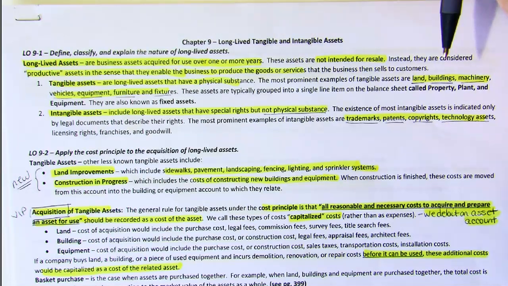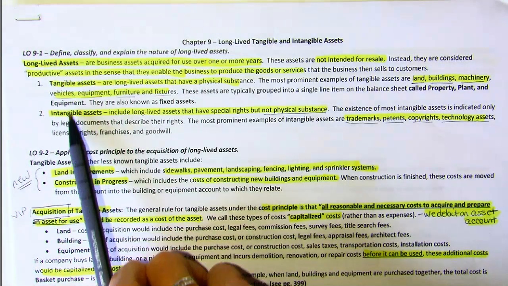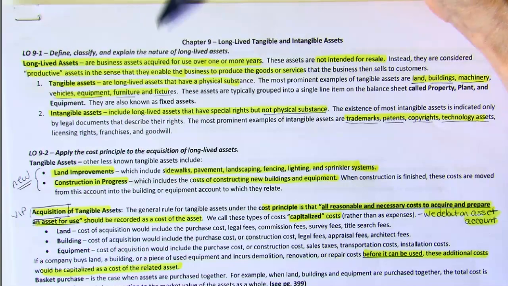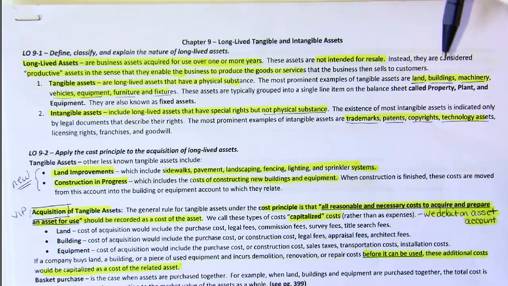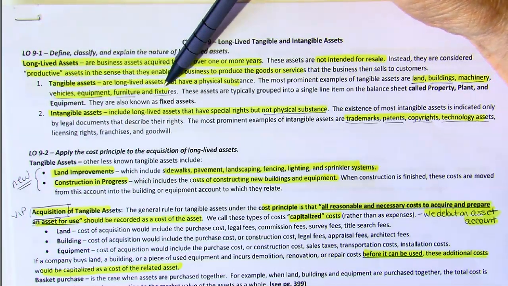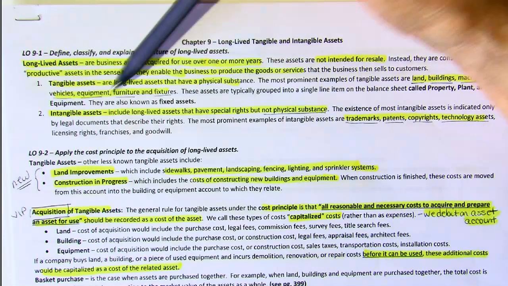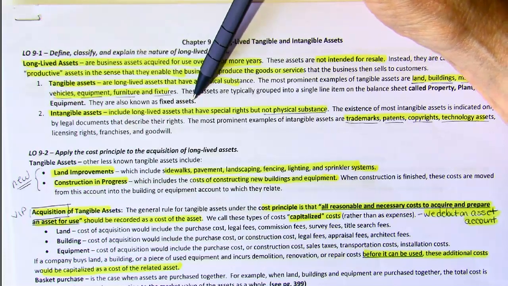Now, there's 2 types of long-lived assets: tangible, which means they have a physical existence, and intangible, which means that they do not have physical substance. So tangible assets are long-lived assets that have a physical substance, and examples of these are land, building, machinery, vehicles, equipment, furniture, and fixtures. And sometimes they're grouped on the balance sheet into a single item called property, plant, and equipment, and they are also known as fixed assets.